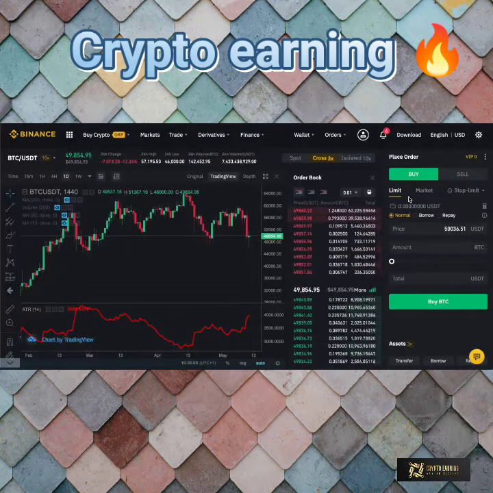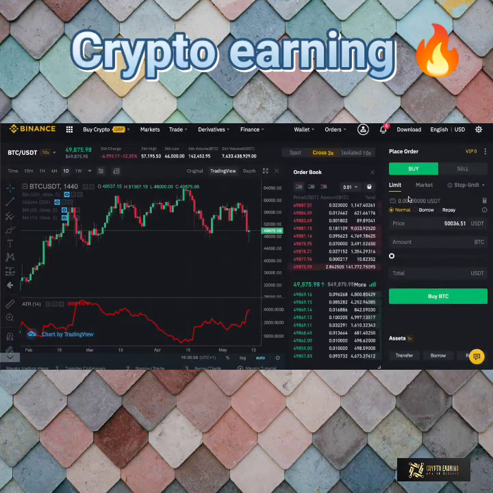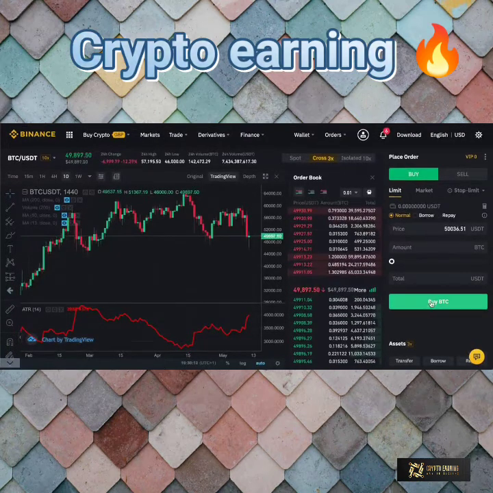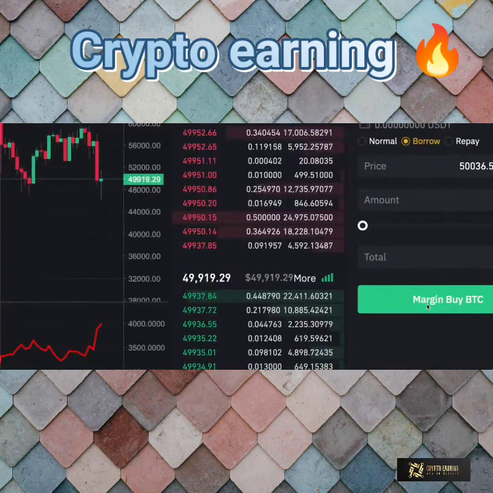The types of orders that you'll use are exactly the same, but we can come down to here and either choose normal, borrow, or repay. Normal is not trading on margin, and you'll see buy BTC. We can just go ahead and buy that. Now when you borrow, we'll click on borrow and you can see it changes to margin buy BTC.